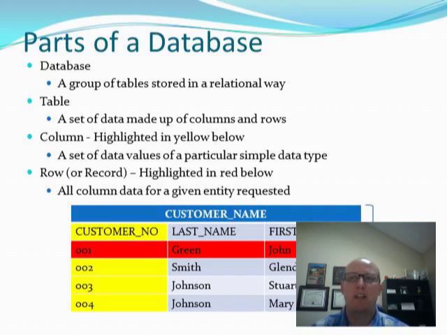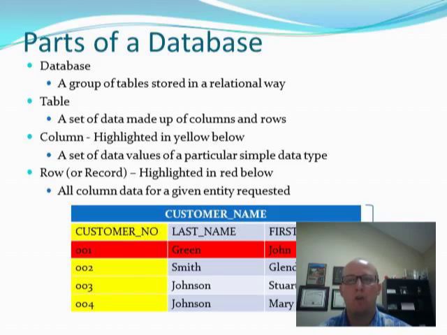A table is a part of a database. A table is a set of data made up of columns and rows, as seen below. The customer name in the example below is the table name. A column, which is highlighted in yellow below, is a set of data values of a particular simple data type. It could be your customer number, last name, first name, any kind of unique ID. It could be your address. It could be anything that you would need in a table.